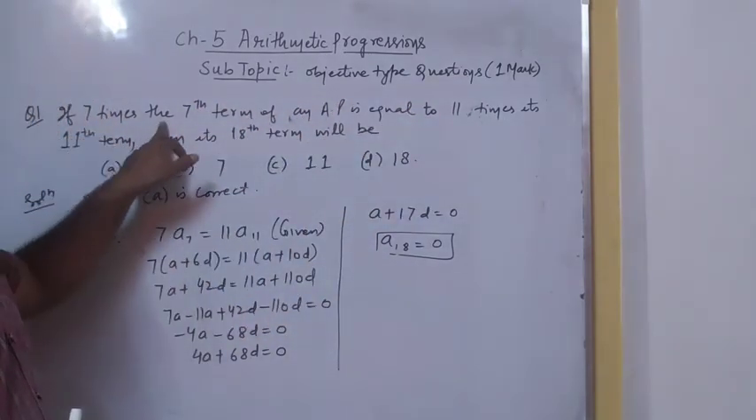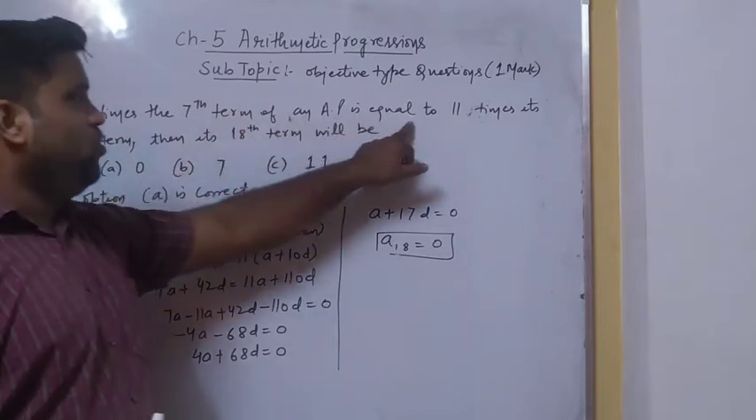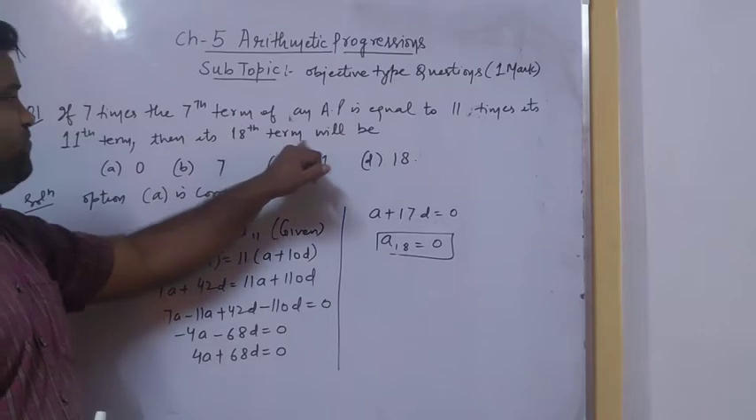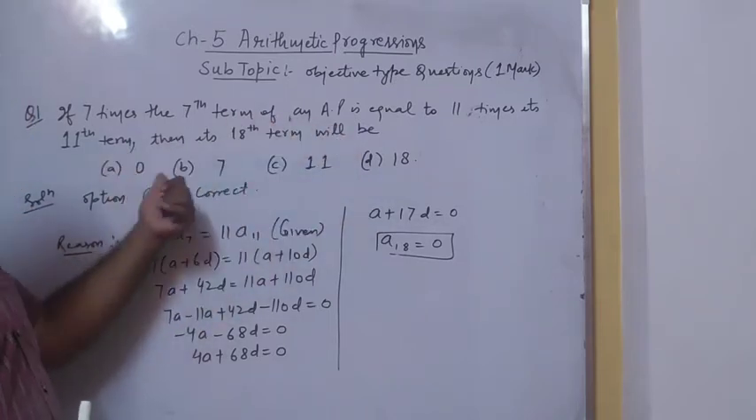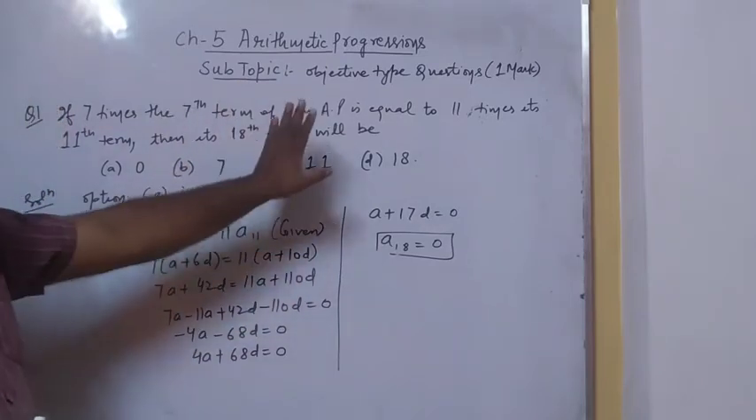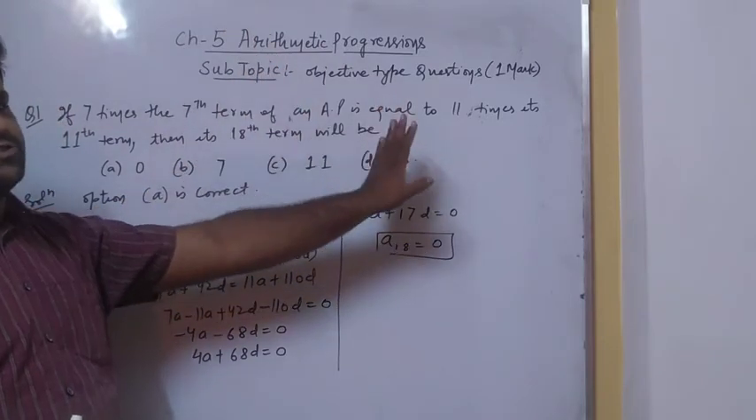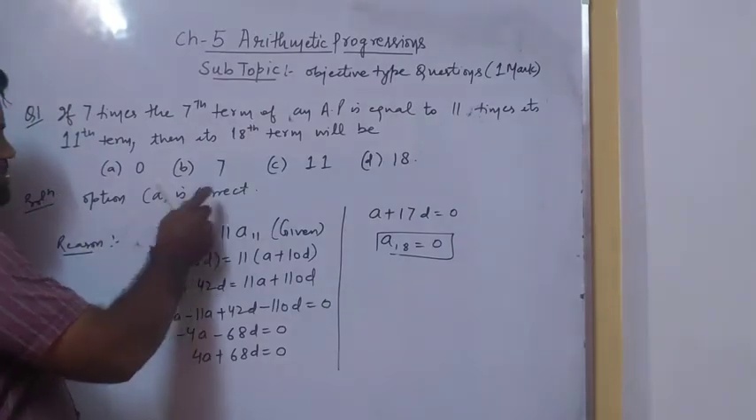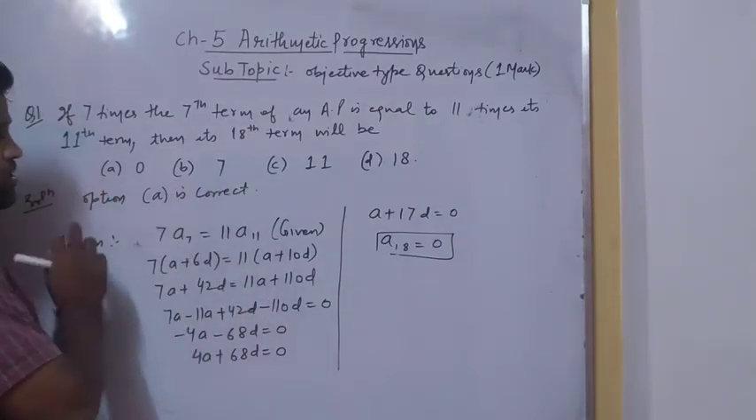If 7 times the 7th term of an AP is equal to 11 times its 11th term, then its 18th term will be 0, 7, 11 or 18. Here in this question we have to choose which option is correct. So here in the solution option A is correct, but how? Let us come to the reason.